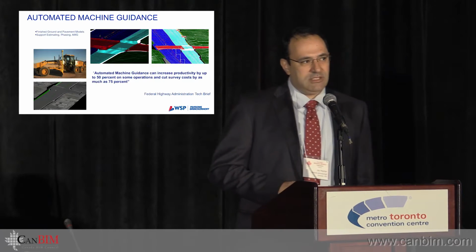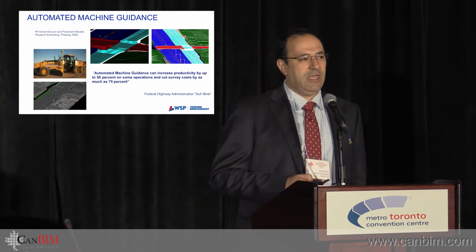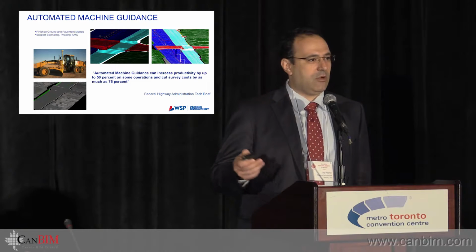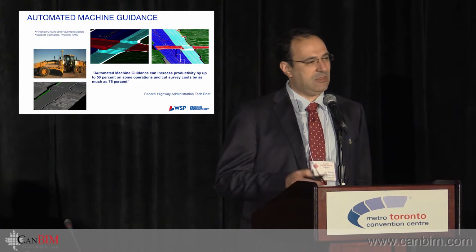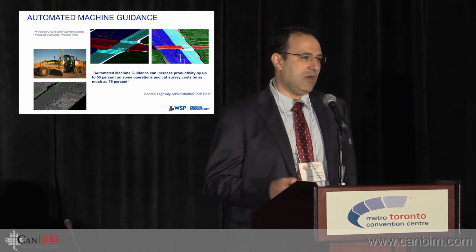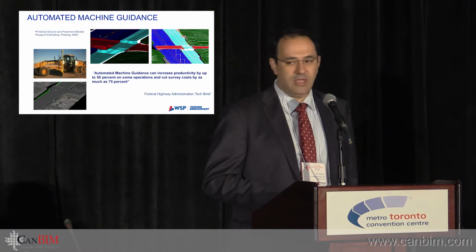Automated machine guidance is huge in the civil industry. Basically, it's surveying existing conditions and then building the proposed model and then linking it using Trimble or other systems to the grading and excavation machinery, and then having the model through GPS guide you on which parts need to be excavated or graded.